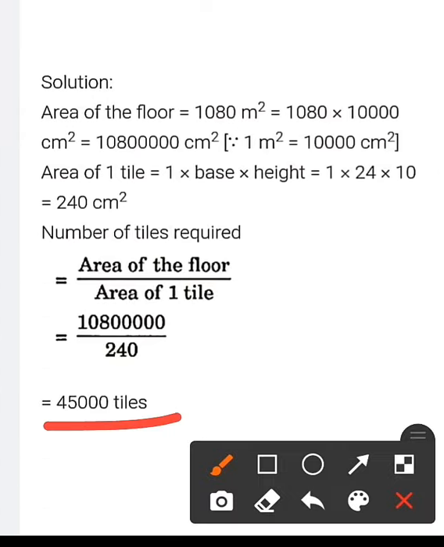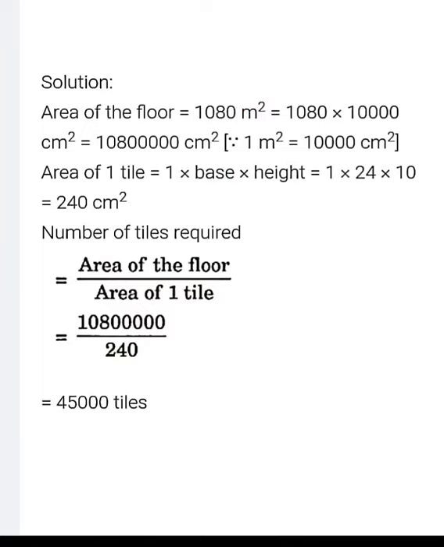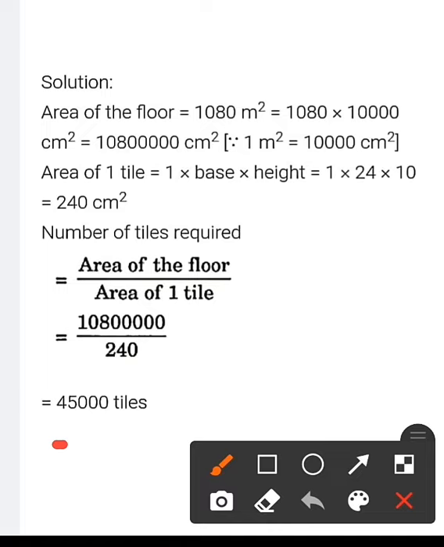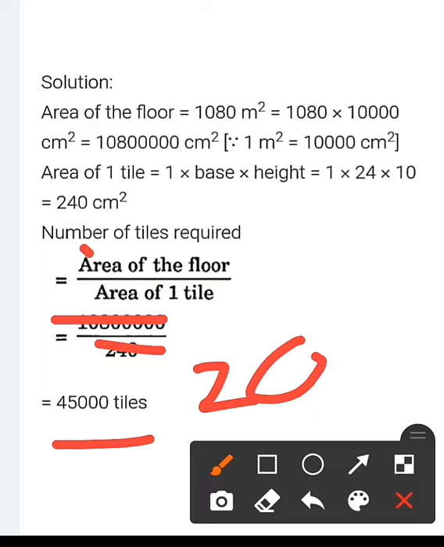If you are not comfortable with cancellation, you can do it by the division method, but cancellation is easy. You can go by cancellation also directly. So 45,000 tiles will be your answer. You can take the table of 12: 12 2s are 24, so 2 will come down here, and here 12 9s are 108, and ahead of it 4 zeros will come.